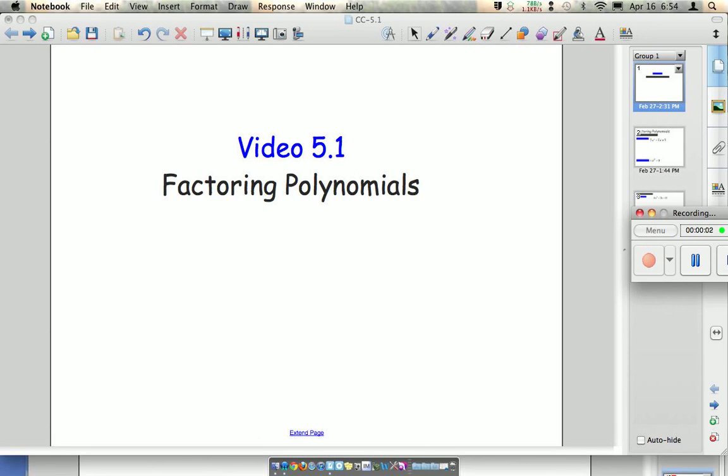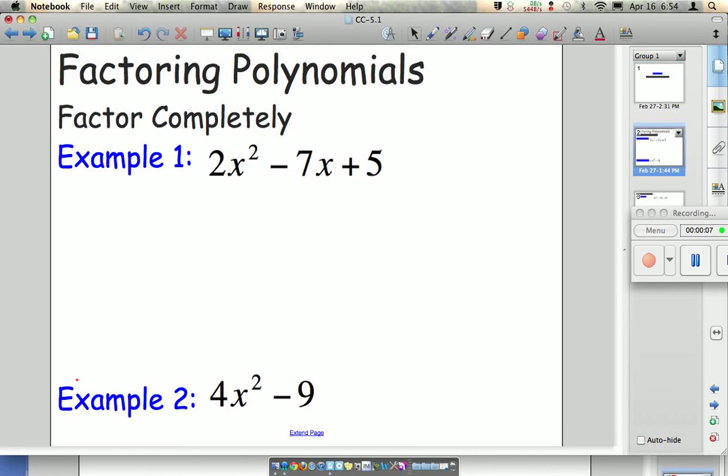This is video 5.1, and the goal of this video is to review how to factor polynomials. So let's take a look at what that means. The instructions will often say factor completely, and polynomials are multiple-piece expressions. In this case we have three pieces, so we'd call this a trinomial. But we're trying to factor this polynomial, and factoring means to rewrite it as a product, something times something, with its factors. And we want to pull out every factor that we can find.